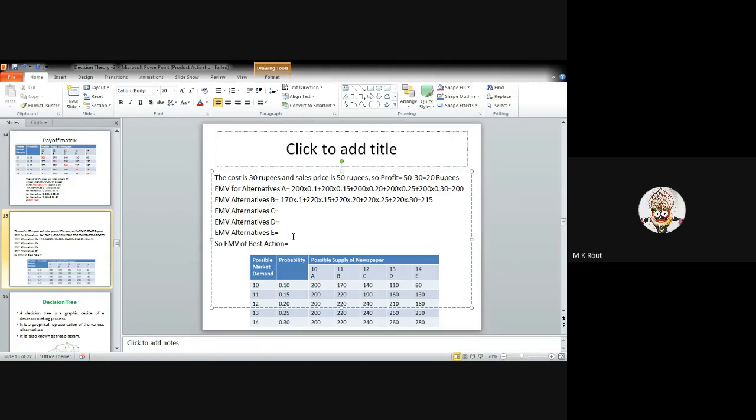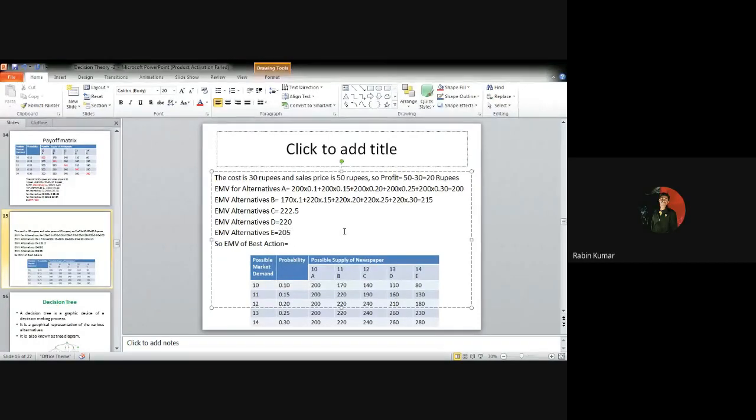Similarly, calculate the C, that is 0.10 into 140 plus 0.15 into 190. The next third one is 0.20 into 240. Similarly, 0.25 into 240 and 0.30 into 240. How much? So 222.5. In case of B, just check. That is 205.